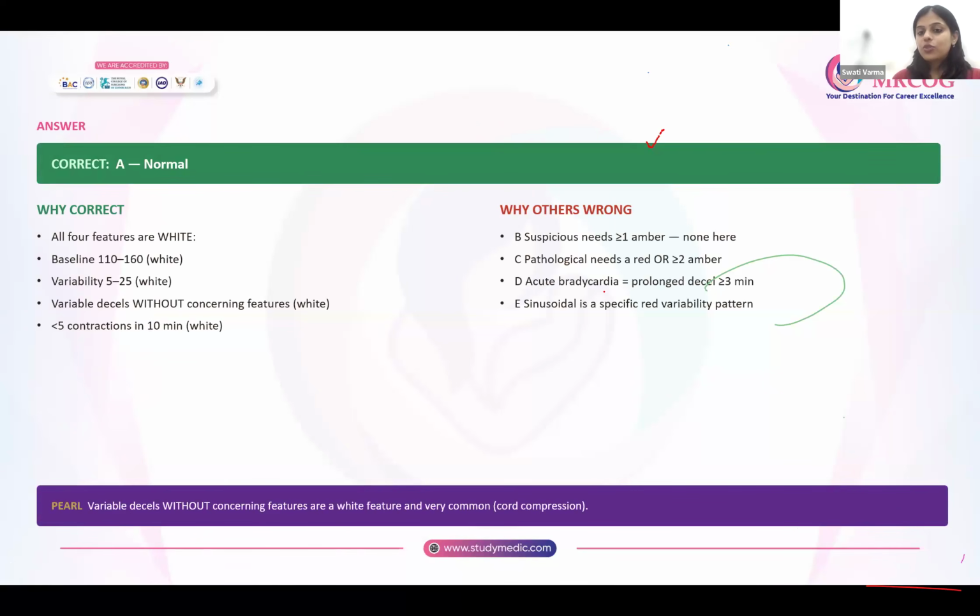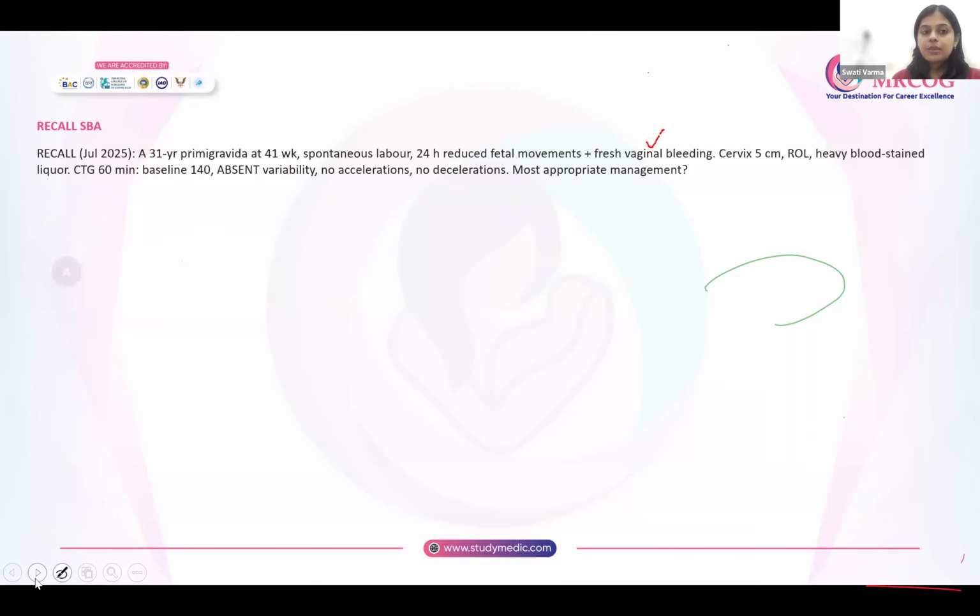Suspicious, pathological, acute bradycardia is not there, sinusoidal no. So variable decelerations without concerning features, remember, are a white feature and in fact are common. Why? It happens because of, remember, cord compression. Early because of head compression, late because of uteroplacental insufficiency. Let's come to next question.